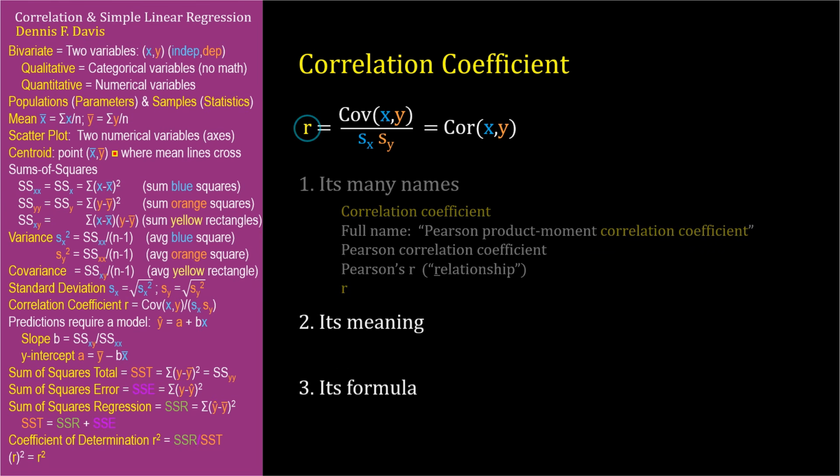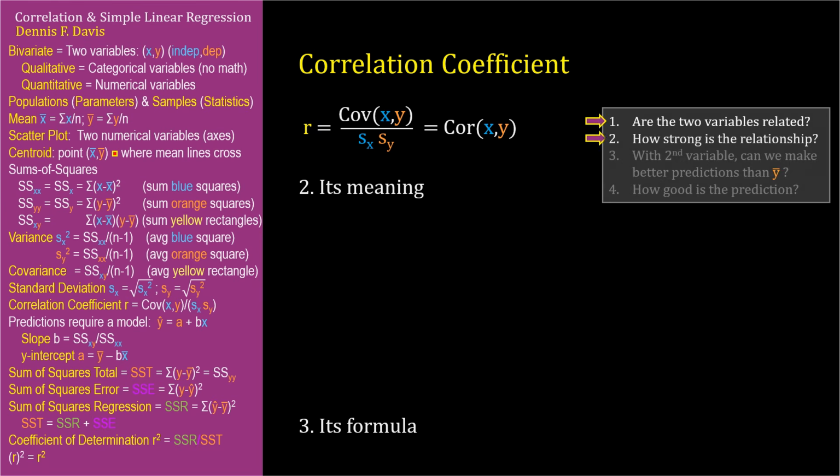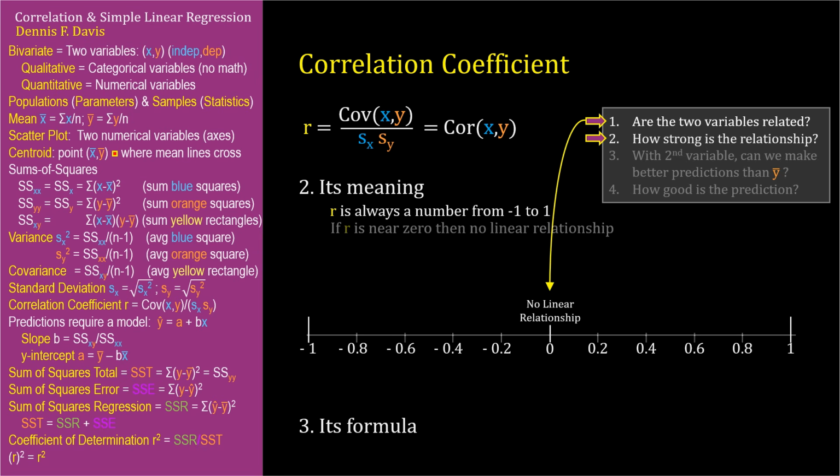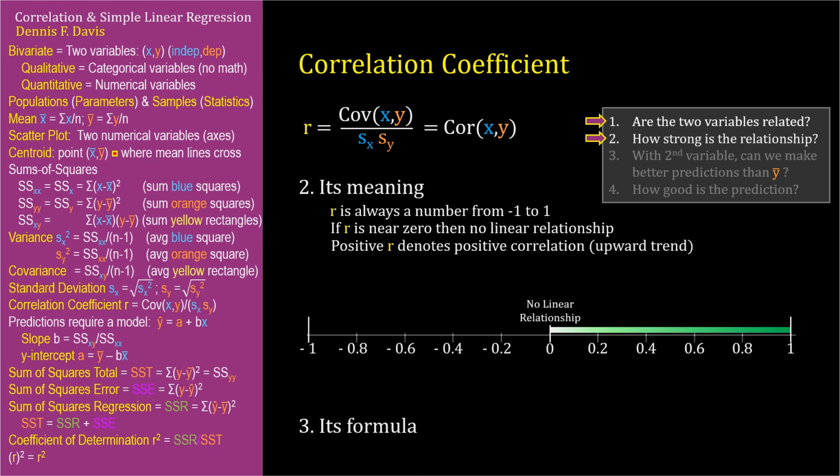Let me show you why it's such an important idea in bivariate data analysis. Most importantly, the correlation coefficient r answers our first two questions. Here's how. r will always be a number between -1 and 1. We'll talk about why in a few moments when we look more closely at its formula. If r is close to 0, then there's no linear relationship between the variables. A positive r means a positive correlation or an upward trend. A negative r means a negative correlation or a downward trend.